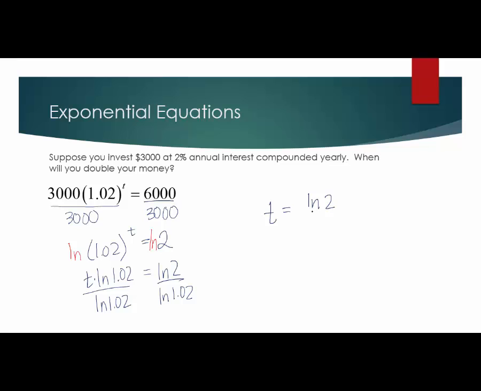That gives me an exact answer, which isn't real meaningful in terms of how long it takes to double our money, so I definitely want an approximation here. The natural log of 2 divided by the natural log of 1.02 is just about 35. This is our time. Remember, in this formula, it's always in years. It's going to take 35 years to double our money when we invest $3,000 at 2% annual interest, compounded yearly.